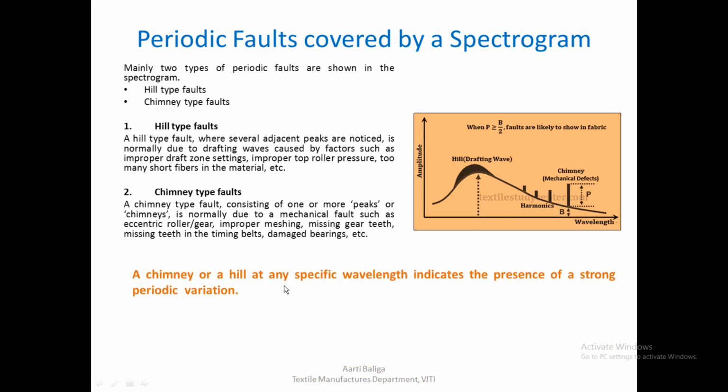A chimney or a hill at any specific wavelength indicates the presence of a strong periodic variation. Any one of these would show that there is a periodic variation or periodic fault in the material.